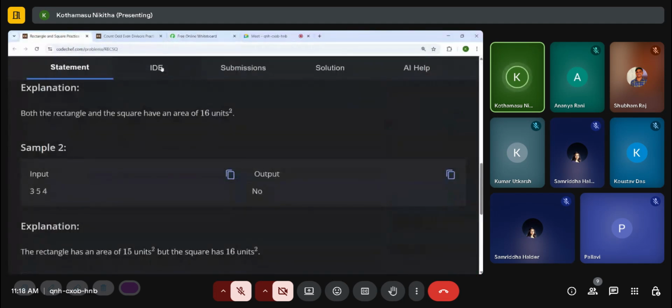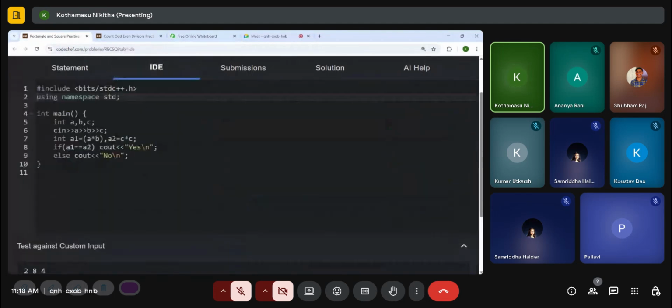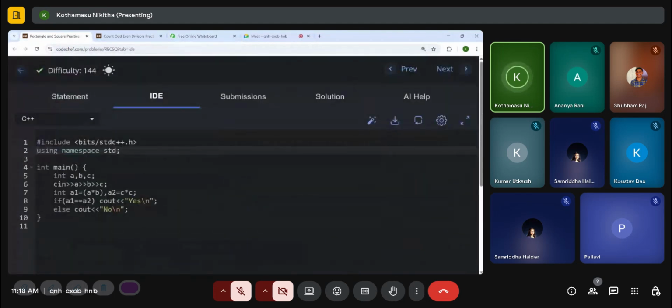Let's go to the coding part. In C, we will be taking inputs A, B, C: length, breadth, and side of a square. A1 is equal to length into breadth, A2 is equal to C into C. If both are equal, then S, otherwise no. Am I clear?